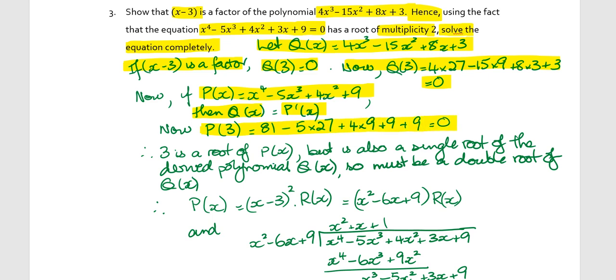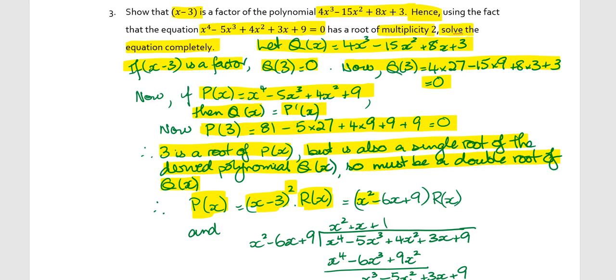So 3 is actually a root of P of x, and it's also a single root of the derived polynomial, so that means it must actually be a double root of Q of x. So x minus 3 must be a double root of P of x, and that means that it multiplied by R of x will equal the original polynomial. So it starts us off on the process of being able to solve it.